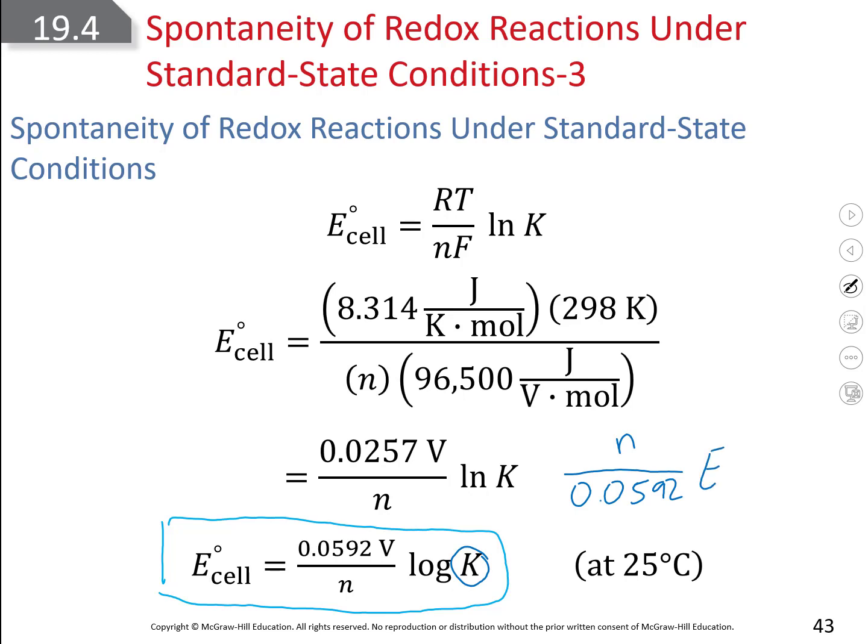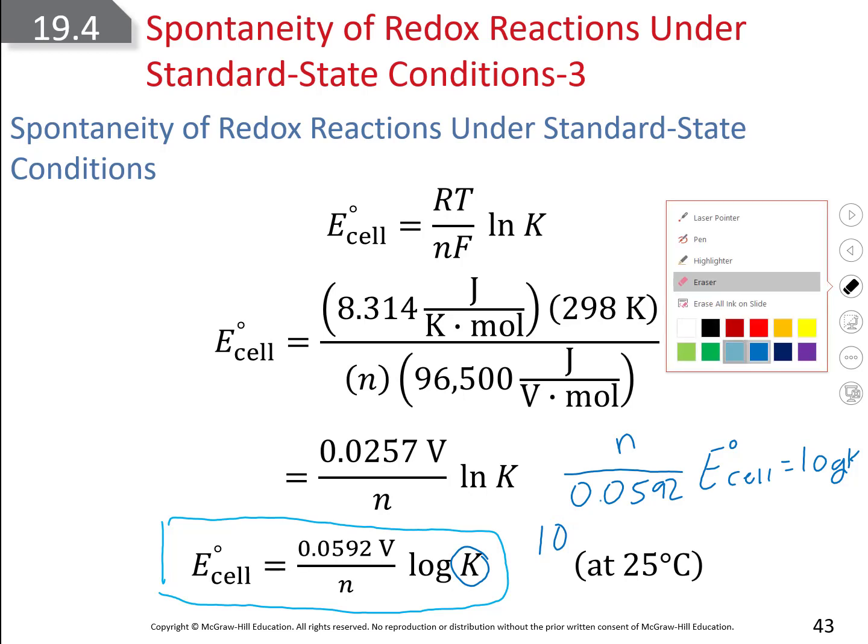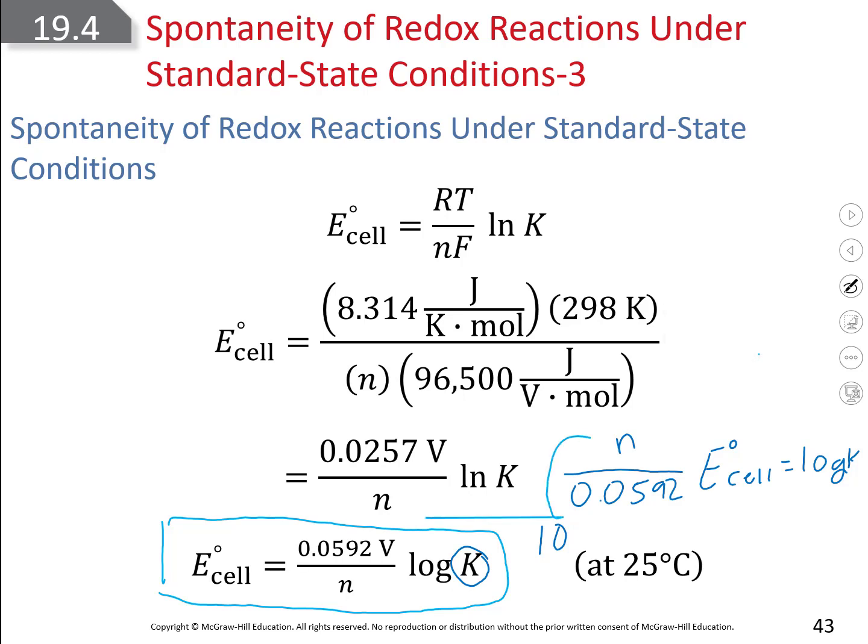Then E standard of the cell, and all of that is equal to log of K. Now, how do we get rid of the log? Good, 10 to the power. So 10 to the power of all of this will give you just K.